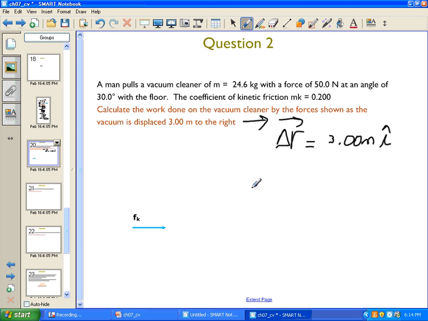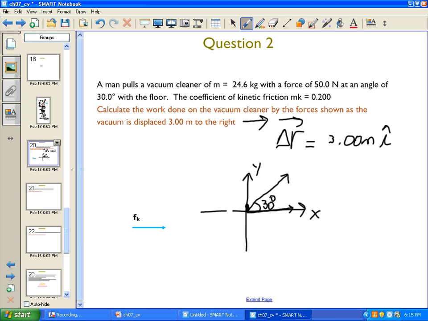Now we want to draw a free body diagram because to determine the amount of work on the vacuum cleaner, we sort of need to know the value of the forces that are acting on it. So let's draw an XY coordinate system, or in other words, a free body diagram. Place the vacuum cleaner at the center, and we see that the force that the man exerts has components since it acts 30 degrees to the horizontal.